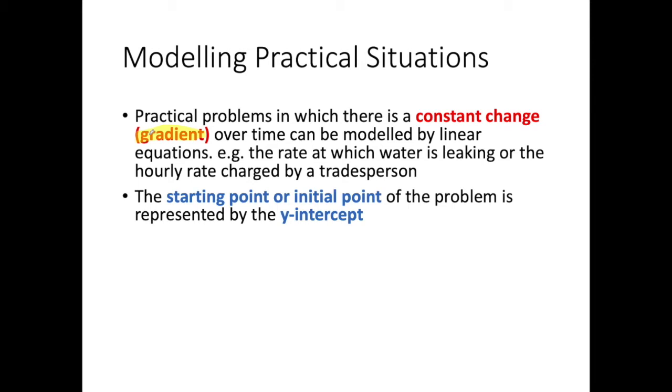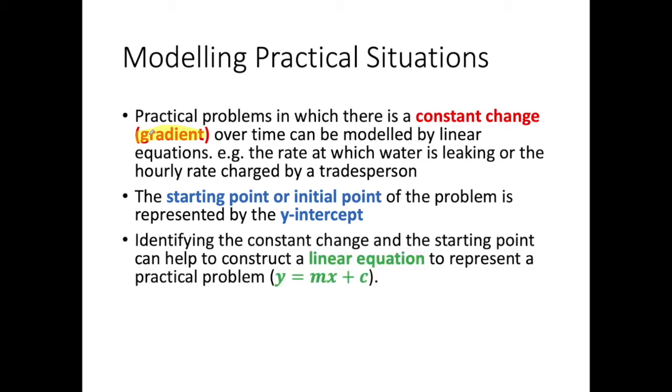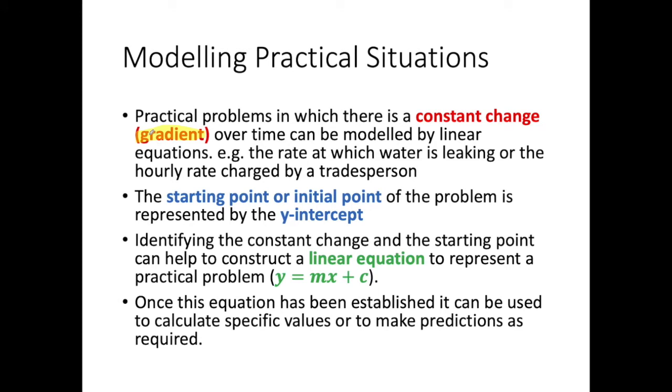So once we've got a constant rate of change, being our gradient, and our starting point or our y-intercept, we'll be able to identify the constant change and the starting point to use as our linear equation, and that's going to be in the form of y equals mx plus c, with m being our gradient or our constant change, and c being our y-intercept. So once we have this equation established, we'll be able to then calculate specific values or use it to make predictions based on what is required in the question.